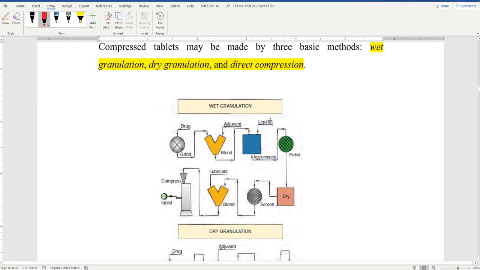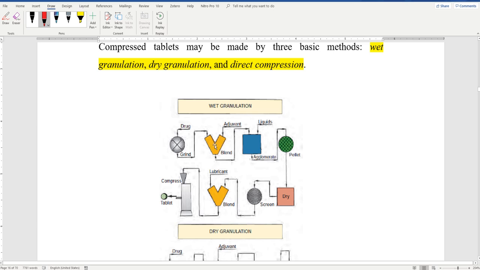So here, while I am mixing the powder, I need to add the liquid and allow the liquid to mix well with the mixture of the drug and the other adjuvants. Other adjuvants include ايش؟ disintegrating agent, diluent. These are the most important two adjuvants that are added here.